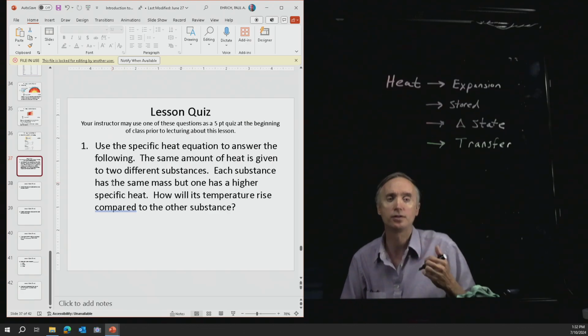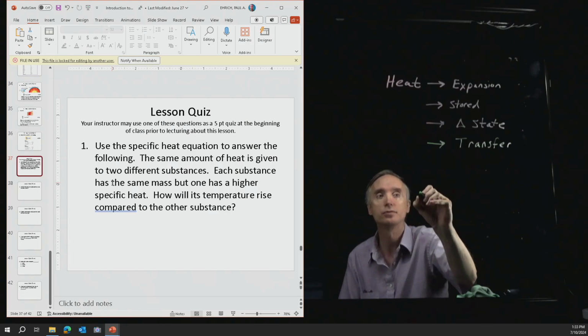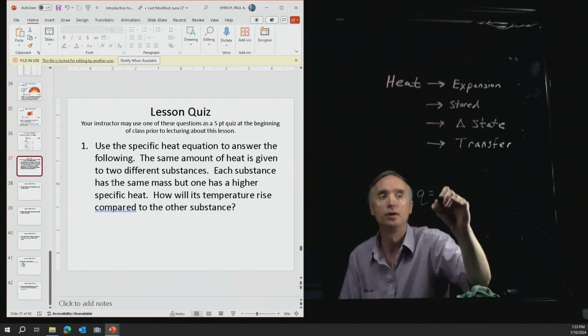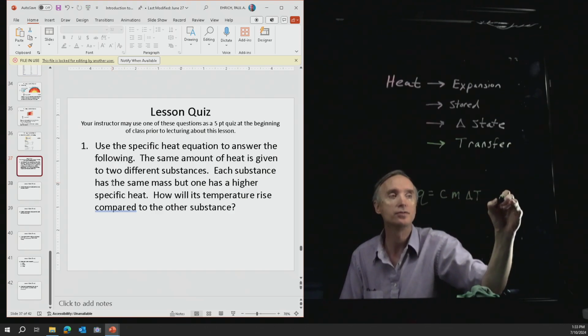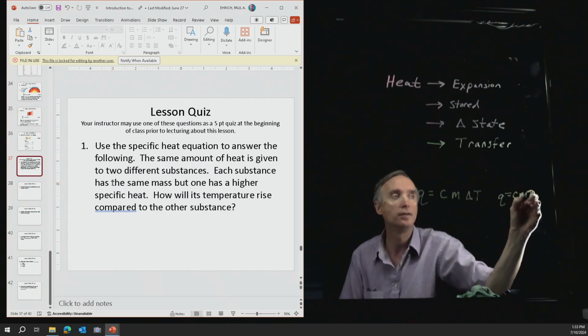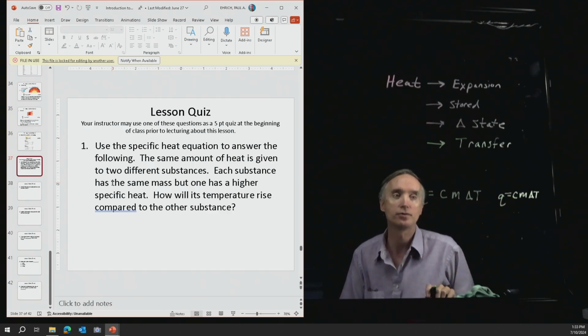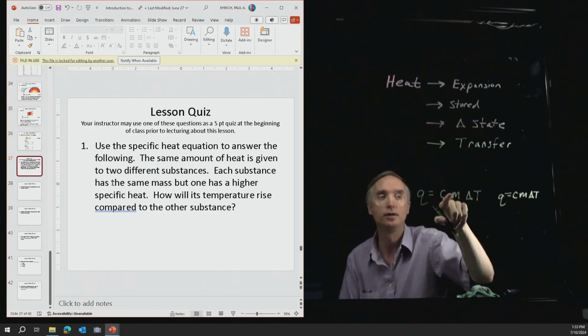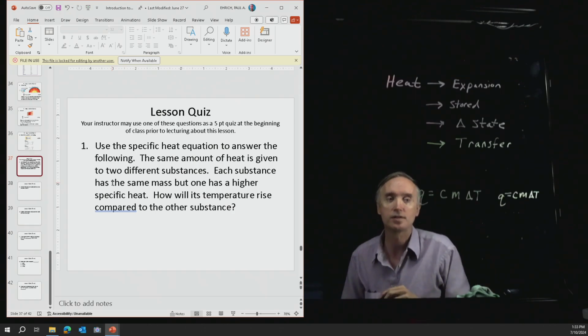So what we're going to do is write down the specific heat equation 2 times. So let's say that Q is equal to C and then M and then delta T. And then over here, let's do it again. So Q is equal to C, M, and then delta T. So this was the specific heat equation, where this is the specific heat, the amount of mass, and then the change in temperature. So what does it say here?